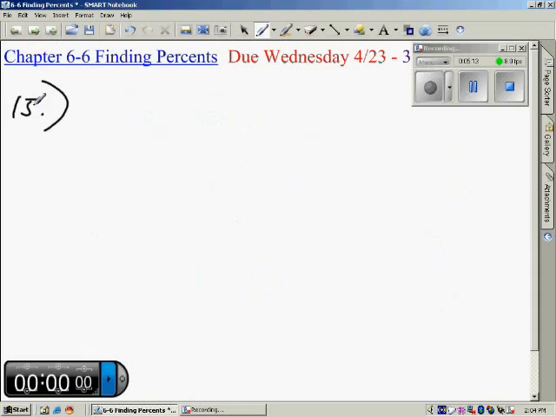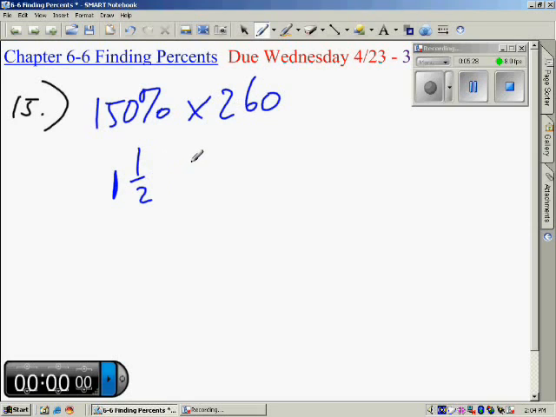Move on to number 15. We have 150% of 260. Now, if I look on the chart, 100% is 1, and 50% is 1/2. So it'll be 1 and 1/2. 150% is 1 and 1/2 of 260 over 1. Okay? So 1 and 1/2 of 260 over 1.